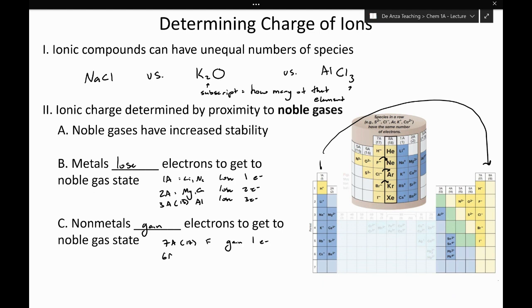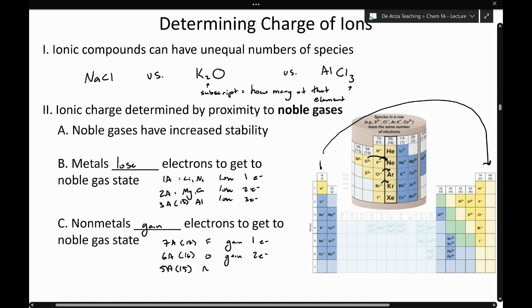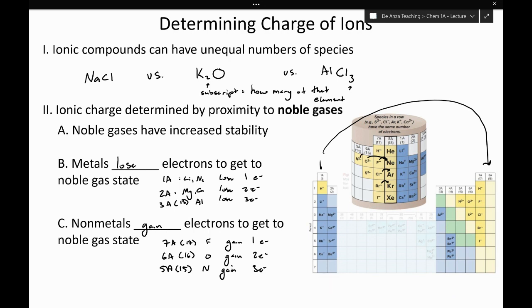Things that are in column 6A, also known as column 16, like oxygen, that's going to gain 2 electrons to look like a noble gas. So it has to gain 1 to look like fluorine and then gain another to look like neon. And then things like nitrogen, which is in column 5A, also known as column 15, that's going to gain 3 electrons to look like neon. So nitrogen gains 1 to look like oxygen, another to look like fluorine, and then a third to look like neon. And so really, what this all boils down to is you just have to look at if it's easier for a metal to lose electrons to look like a noble gas or to gain them.